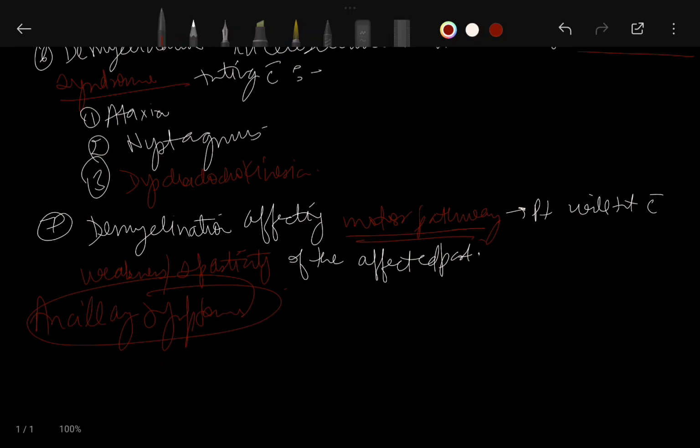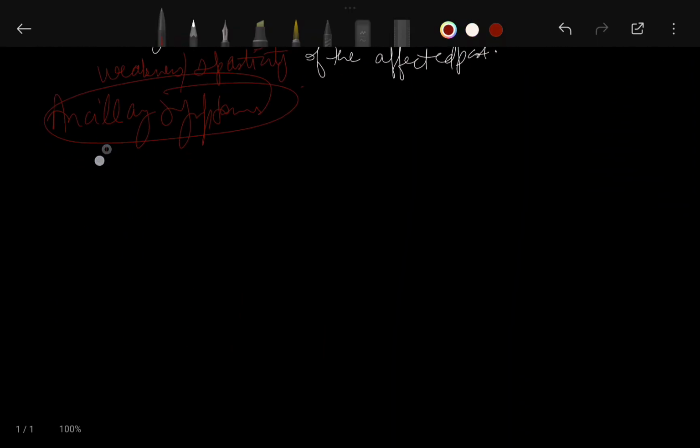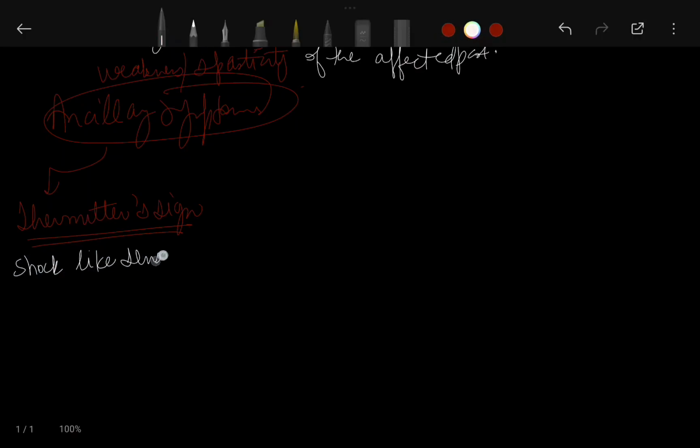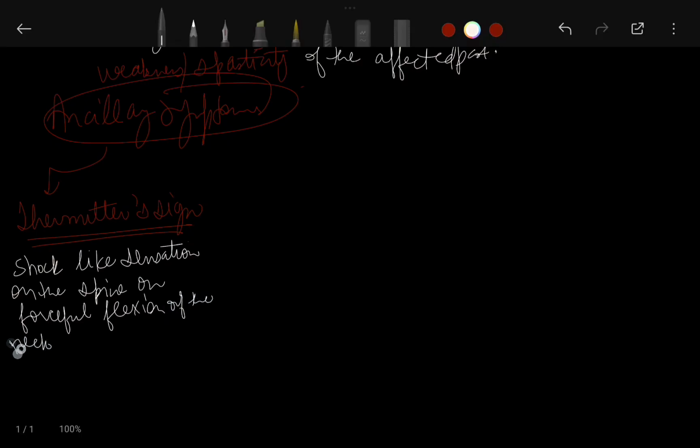Ancillary symptoms means additional or secondary symptoms that support the main diagnosis, but are not the primary or key features of the disease. They can be Lhermitte's sign. Now, what is Lhermitte's sign? It is important. It is a shock-like sensation on the spine on forceful flexion of the neck.